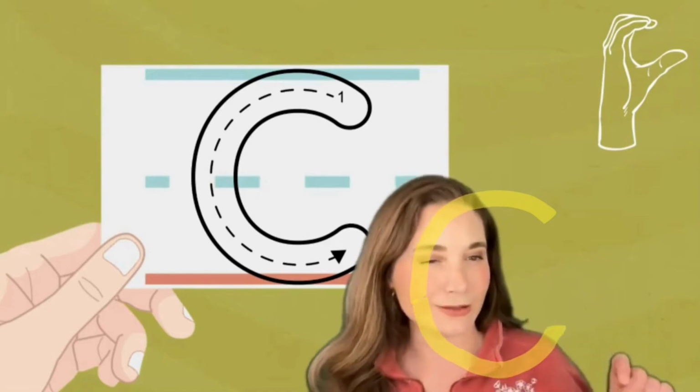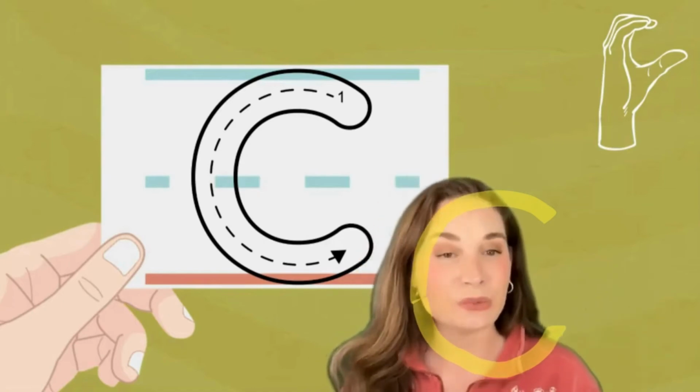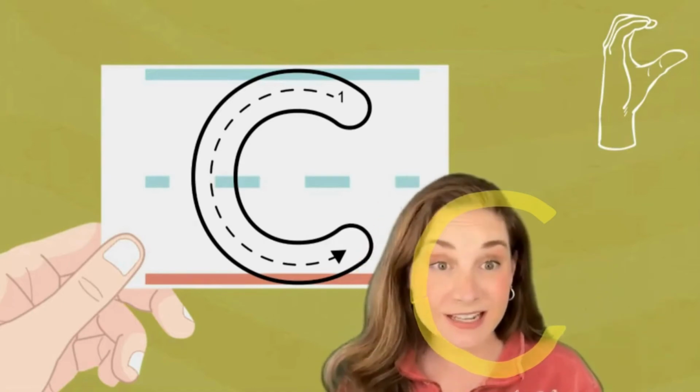So we're almost making a circle, but not quite. And that is how you write and trace the letter C.